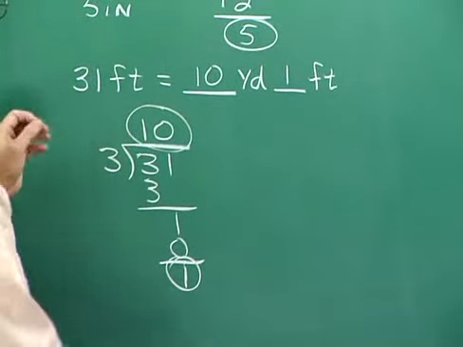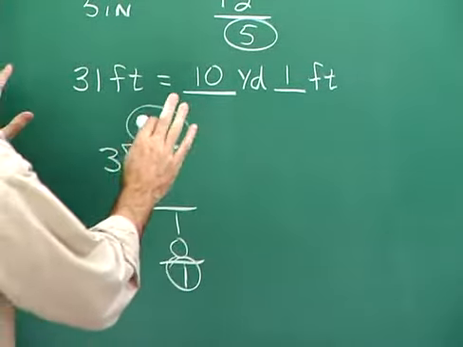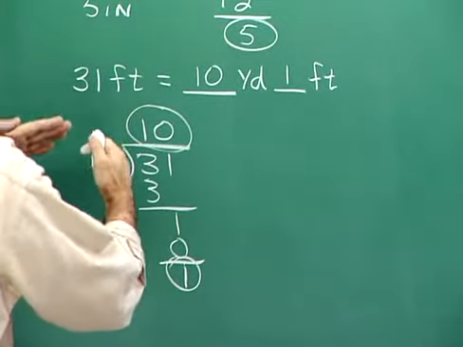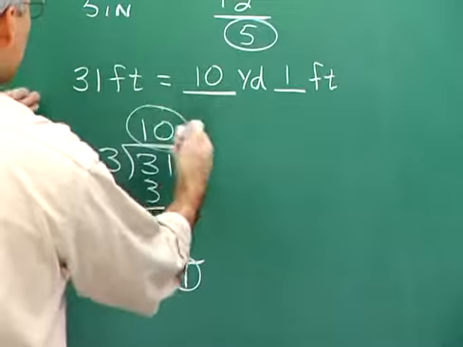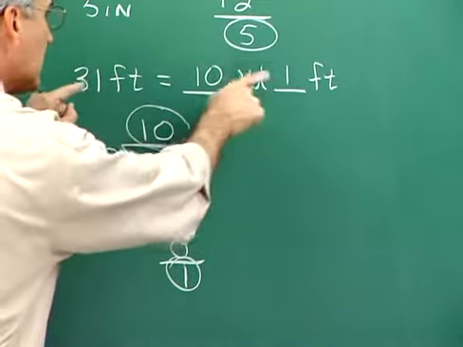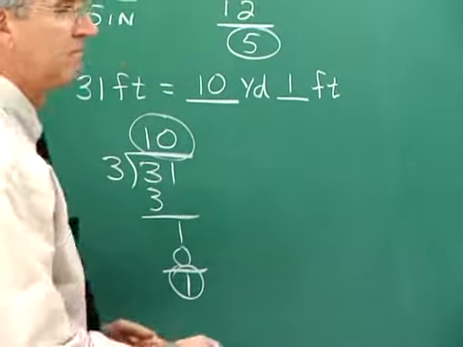We can almost see it even more clearly just by thinking that of 3 into 31, almost in your head, you know that it's 10. 10 times 3 is 30, you see, and then the 1 is left over for the 1 foot.